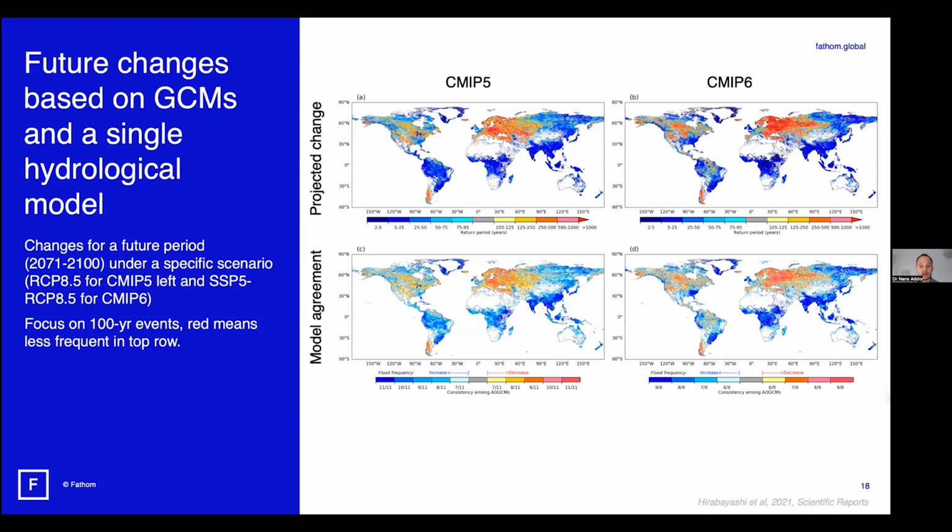Because they're using a whole ensemble of climate models, so 11 for CMIP5 and 9 for CMIP6, they can look at the agreement among these different models. And high agreement is indicated either by a dark red or a dark blue color, depending on the change. And you see here again that there is actually quite good consistency between CMIP5 and CMIP6, maybe with slightly greater agreement among the CMIP6 models than among the CMIP5 models.